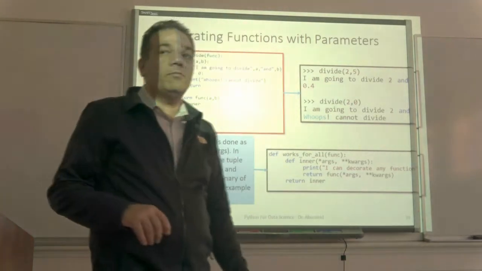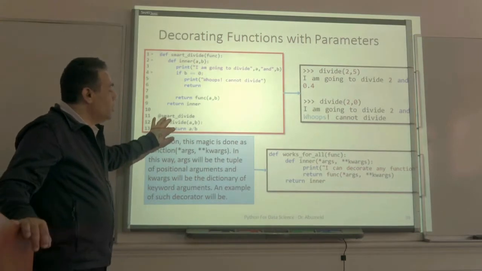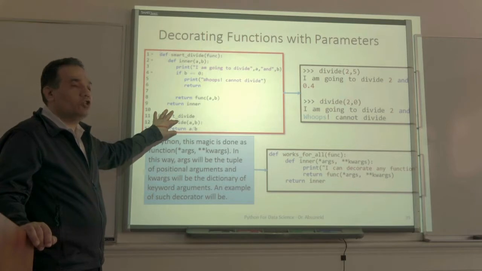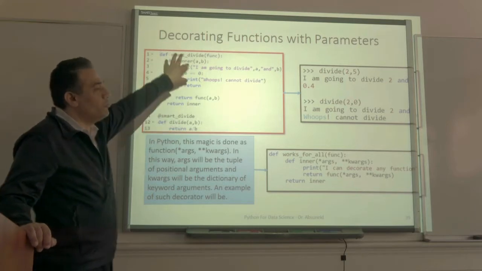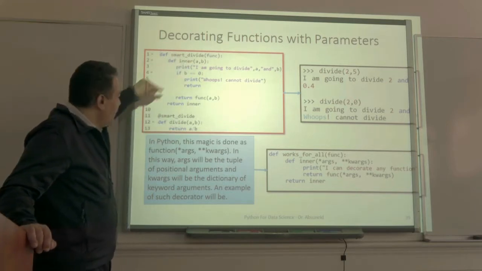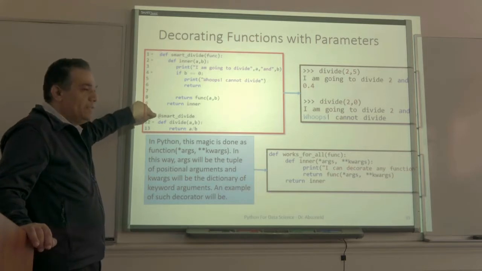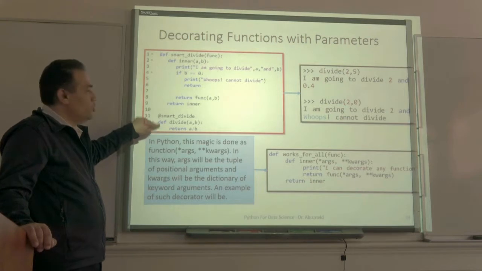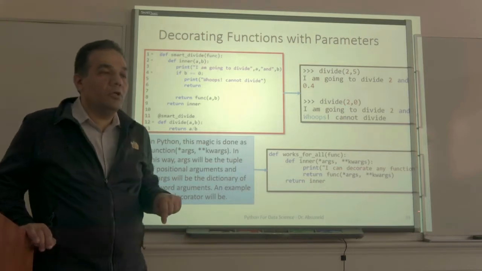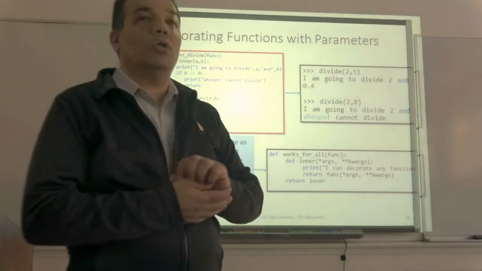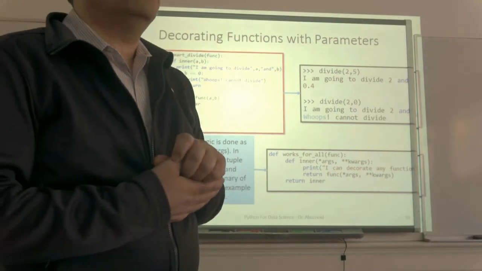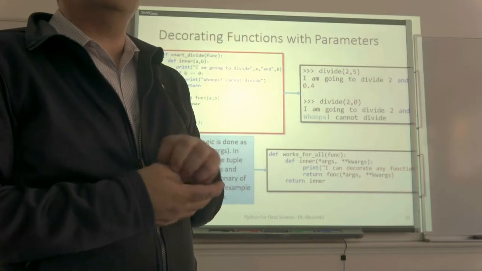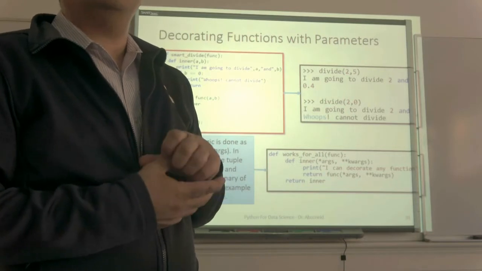Let me repeat. You could have a simple function, but you need to add some functionality to it. Don't include the functionality inside the function, create a decorator and add the name of the decorator on top of it. So whenever you call this function, the decorator will be called. Make sense? Stop me and ask me if you are confused.